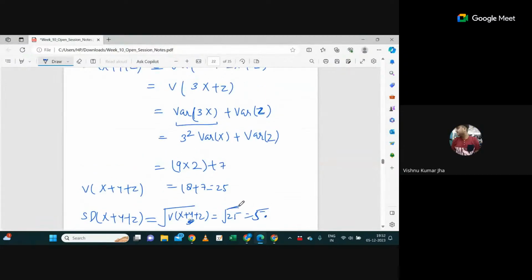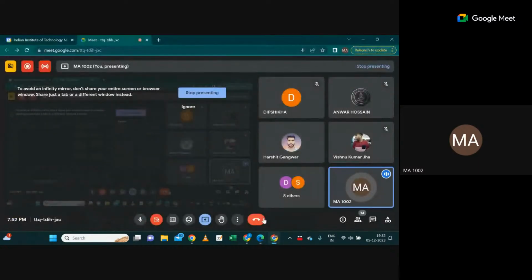Clear, right? So simply we have to apply the concepts. So all the properties are clear to everyone, all the concepts. Okay, so then I think we have discussed the things.